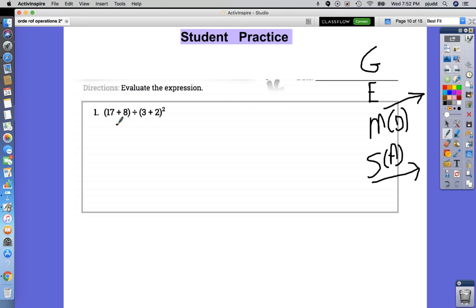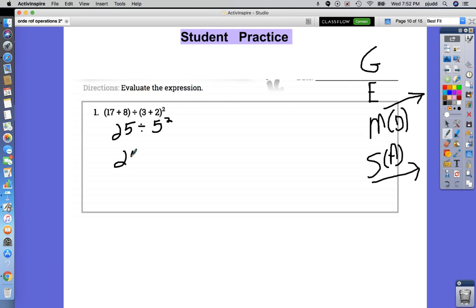17 plus 8, that's 25. I'm going to bring down my division sign. And 3 plus 2. 3 plus 2 is 5, and that's 5 to the second power. So before I can divide, I need to find the value of 5 to the second power.